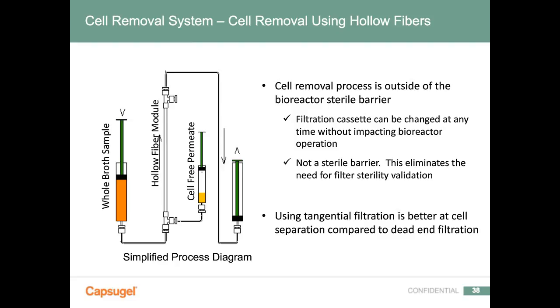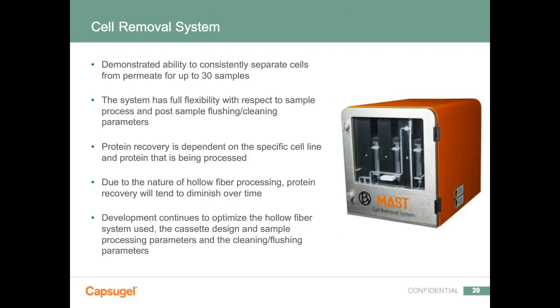And we focus on the hollow fiber strategy because using tangential flow is based on perfusion, very high cell density. They're using better than cells from permeate. The cell removal system can consistently separate cells from permeate for up to 30 samples per set.